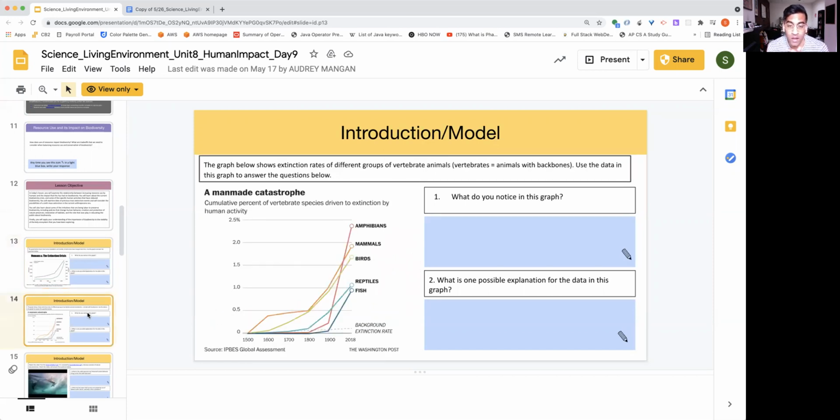Well, if we look here, according to scientists, and this is taken from a Washington Post article, but it's based on the global assessment of a scientific group, we can see that various percentages of fish, reptiles, birds, mammals, and amphibians have become extinct. These are all vertebrate species, and they've all become extinct over the last 500 years, according to human activity. And you see a huge spike starting again over the last 200 years, which roughly coincides with the Industrial Revolution.